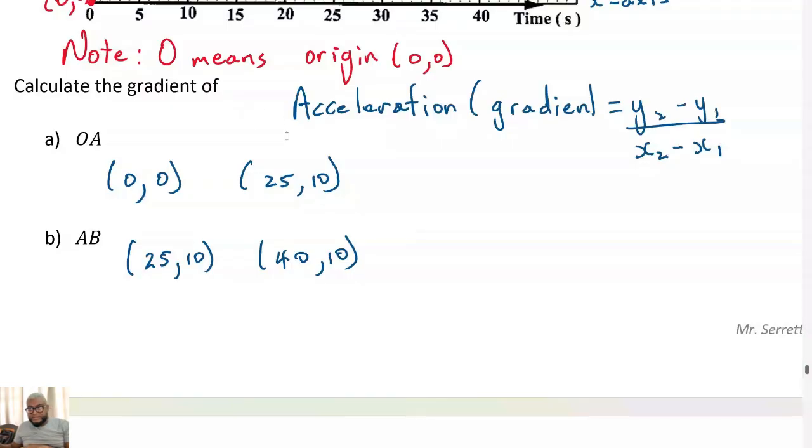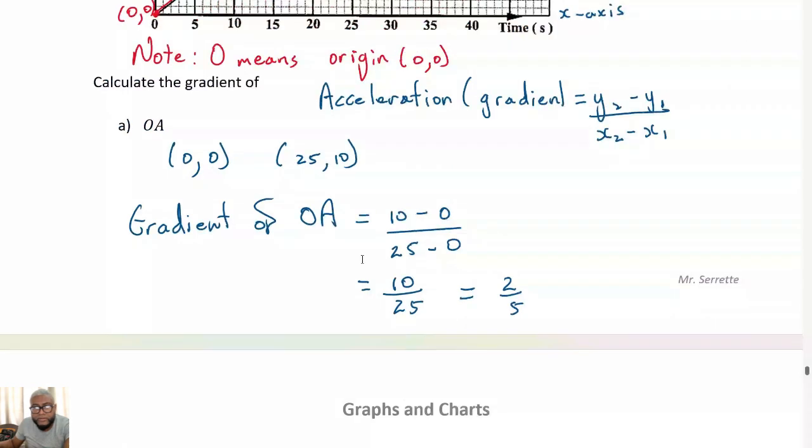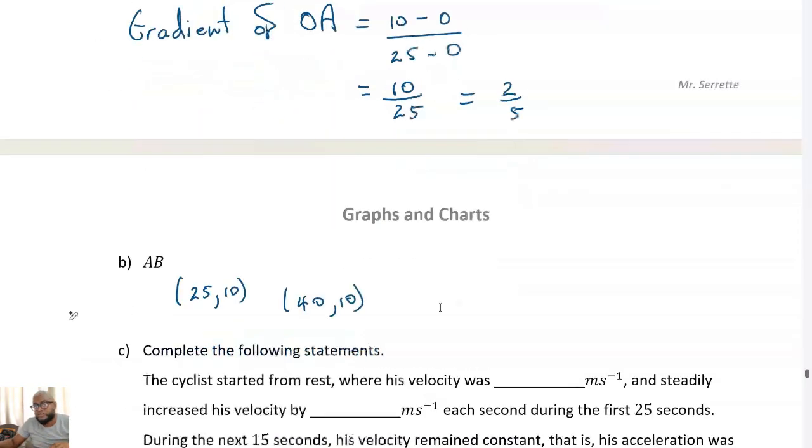I gave you only 3 minutes to do that. Okay, so the gradient of OA is y2 minus y1 over x2 minus x1, which gives you 10 over 25, which can be broken down to 2/5 or 0.4.